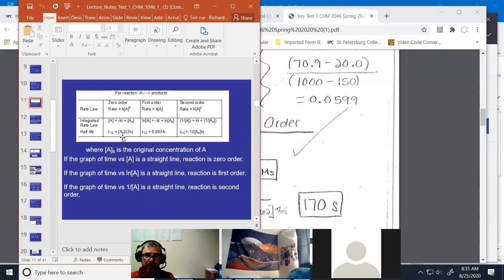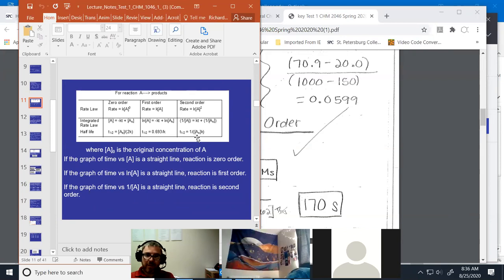In the case of zero order, it's A0 over 2K. For half-life of first order, it's 0.693, which is the natural log of 2 over K. And for second order, the half-life is 1 over A0 times K. So if we know that we've got a second order process, then that's going to be the equation we'd use.